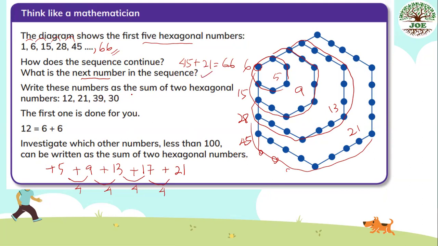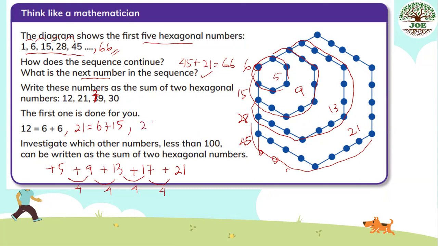Write these numbers as the sum of two hexagonal numbers. The first one is done for you. 12 is 6 plus 6. We have to use these numbers. 21 is 6 plus 15.